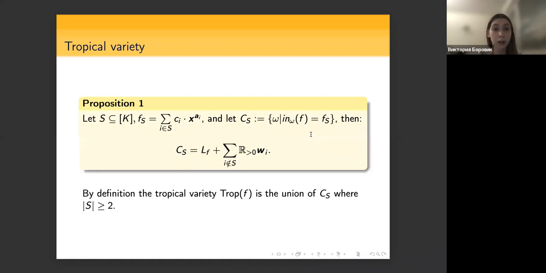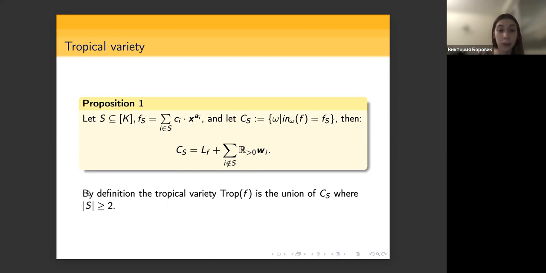The first proposition: consider that S is any subset of numbers from 1 to k, and consider the associated polynomial f sub S, the subsum of associated monomials. And also let C sub S be the set of vectors omega such that the initial form associated to omega equals f sub S. Then we can obtain a great result. We can obtain the full construction of this C sub S. It's just our homogeneity space plus the cone generated by vectors W sub i, which I determined earlier.